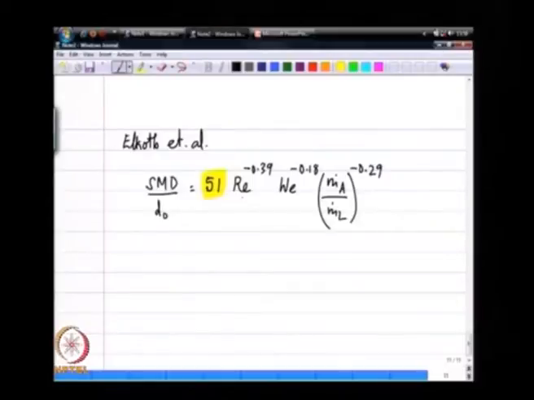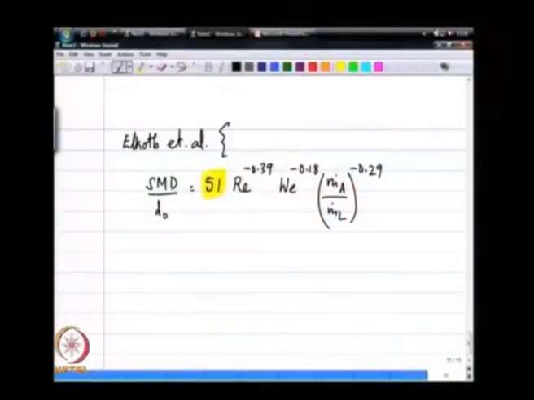Now, as the Reynolds number increases, you expect the drop size to decrease. As the Weber number increases, the drop size decreases. As the air to liquid ratio increases, drop size decreases. Again, sort of intuitively correct trends appear in this correlation. This is for a classic external mix air assist atomizer.